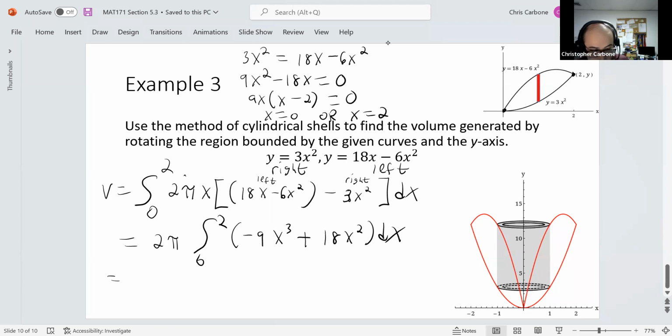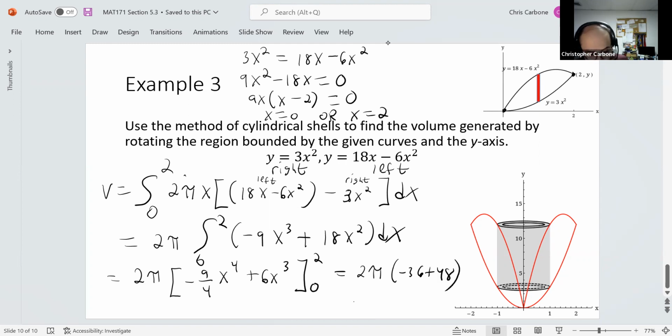So integrating this, we get 2 pi times negative 9/4 times x to the 4th plus 6x cubed, evaluated between 0 and 2. If you put 0 in, you get 0 back. So using the 2, we get 2 pi times negative 36 plus 48. So combining those, we get 24 pi as our volume.